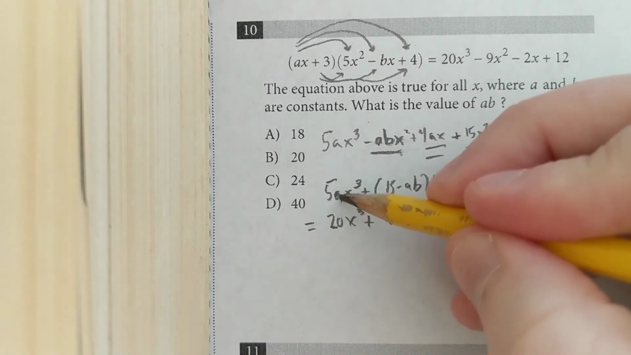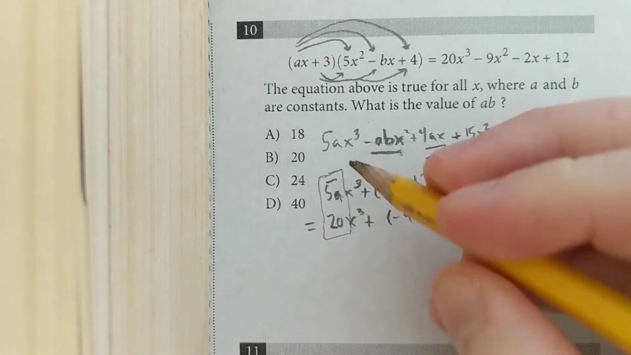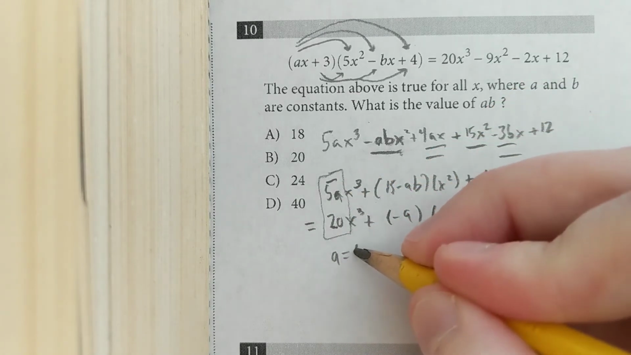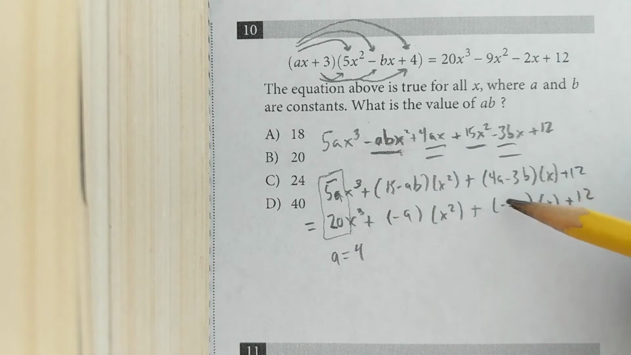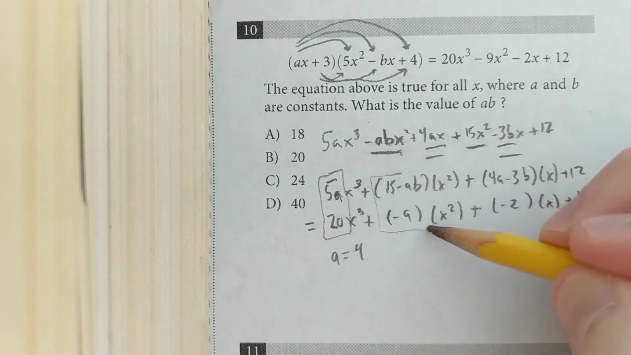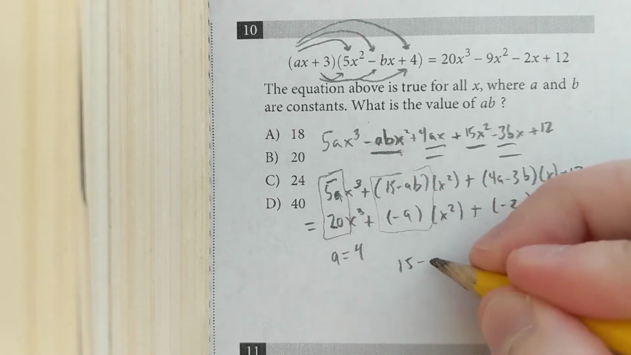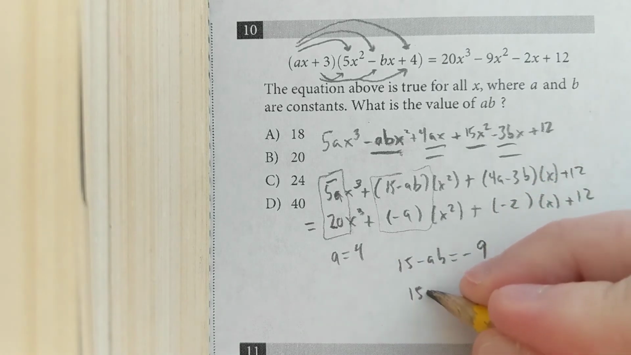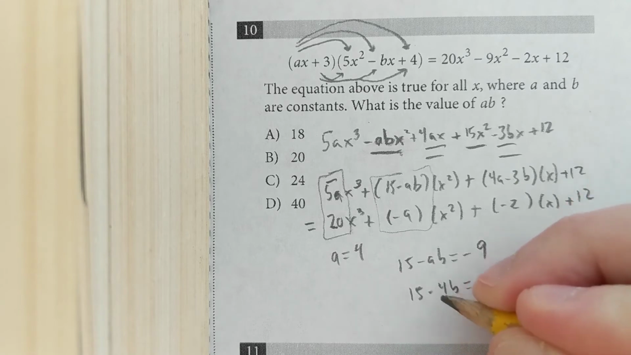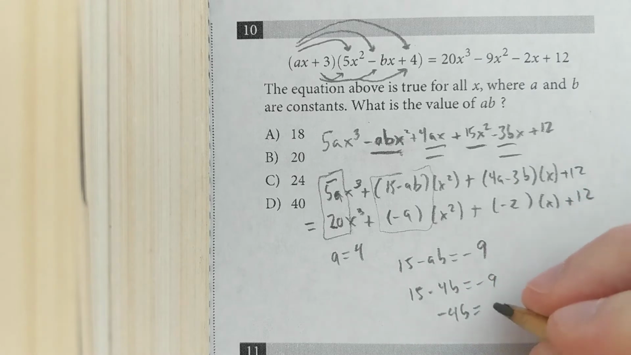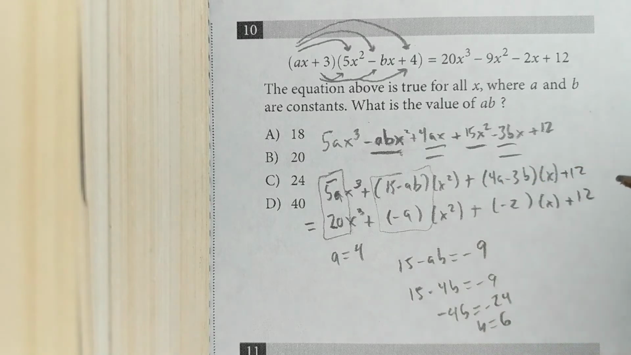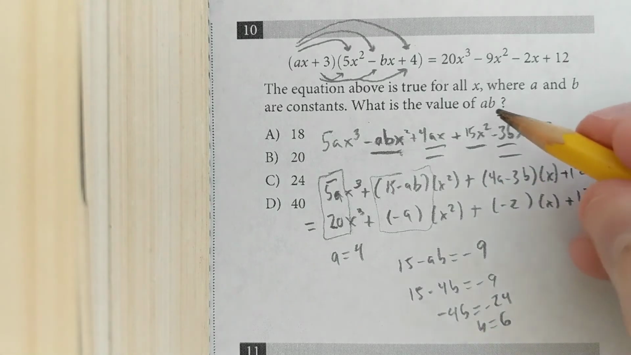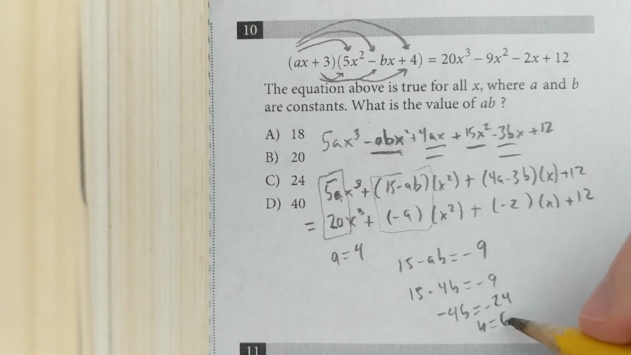So first I'm going to figure out what a is. I can tell here that 5a equals 20, so a must equal 4. And then I could pick either one of these relationships. I'll just go ahead and do this one. So 15 minus ab equals negative 9. And we know that a is 4, so 15 minus 4b equals negative 9. Negative 4b equals negative 24. And that means b equals 6. And if we did this one, it would come out to 6 also. So if you want to know ab, a is 4, b is 6, so that means ab is 24.